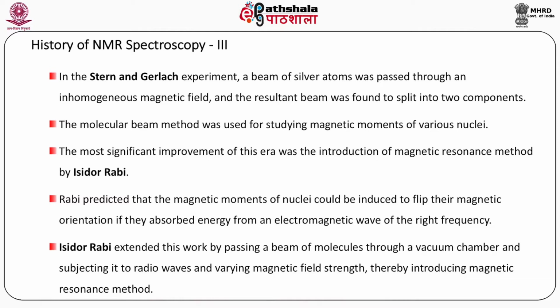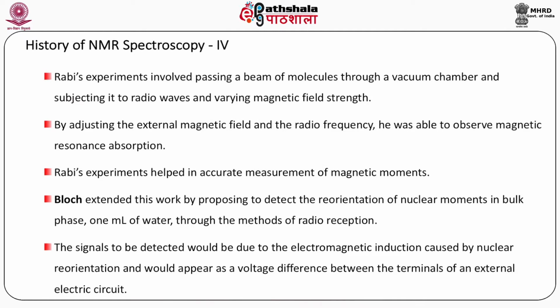Isidor Rabi extended this work by passing a beam of molecules through a vacuum chamber and subjecting it to radio waves and varying magnetic field strength, thereby introducing the magnetic resonance method. By adjusting the external magnetic field and the radio frequency, he was able to observe magnetic resonance absorption. Rabi's experiments helped in accurate measurement of magnetic moments. It went to almost a tenth after the decimal place, actually 0.1 value.